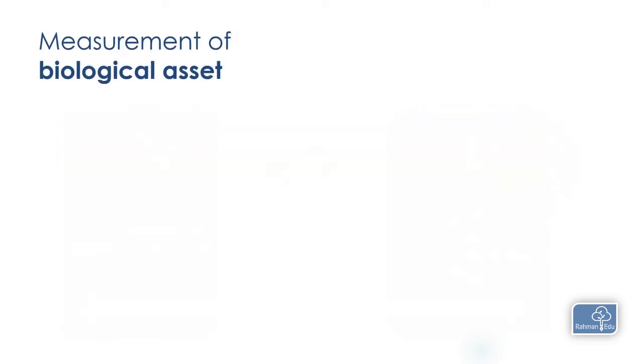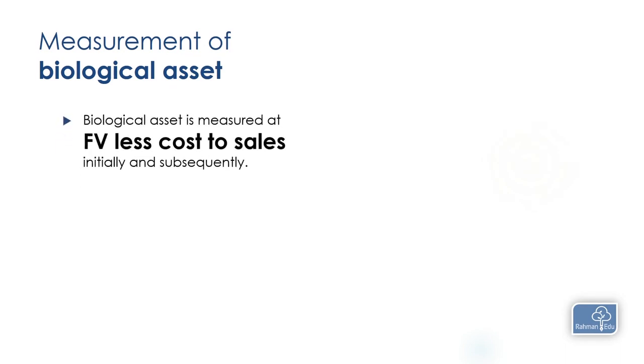Now let's talk about how to measure biological assets. Biological assets are measured at fair value less cost to sell. Means you need to obtain market price, that is fair value. Go to the market and check the price. And also if you want to sell this biological asset, maybe there is some transportation cost. You need to take the asset to the market, and also you need to pay some commission. Deduct those carriage outward and commission from the market price, and you get fair value less cost to sell.